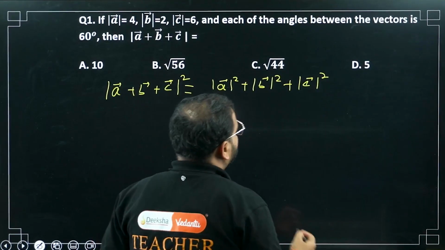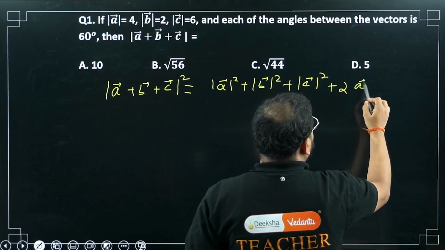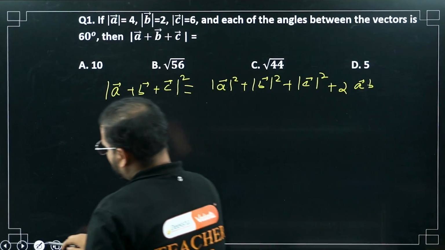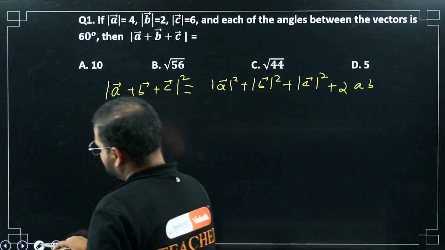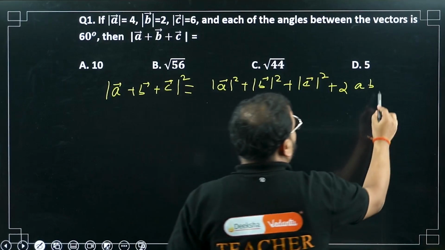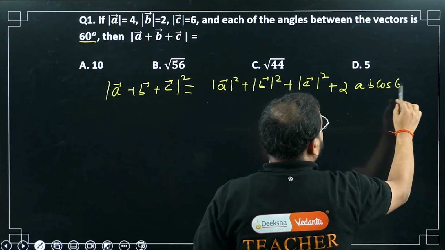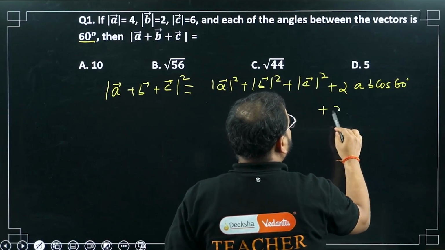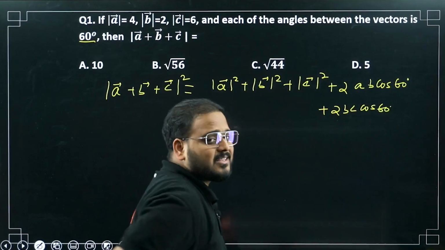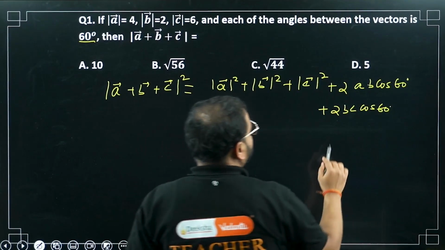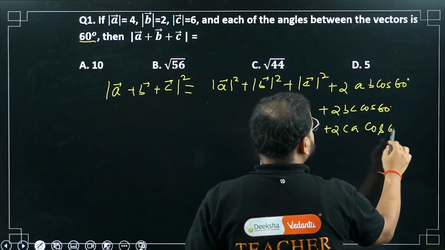What about the last terms? Twice AB, written in scalar form, with the angle between them: cos 60 degrees. Then 2BC cos 60 degrees, because the angle between all of them is 60 degrees. The last one again is twice CA cos 60 degrees.